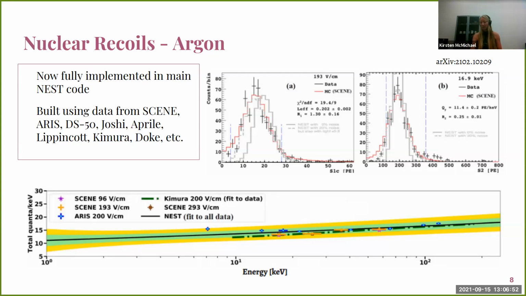On the top plot, we're seeing S1 and S2 peaks for a 16.9 keV nuclear recoil in liquid argon. The NEST simulation is shown, it's kind of hard to see on these plots, but it's the light gray lines and then also light gray dashed lines. The dashed lines are NEST with a 20% noise. That's where we see the best agreement, but this noise level is very compatible with what was assumed in SCENE. So we're very happy with those results.